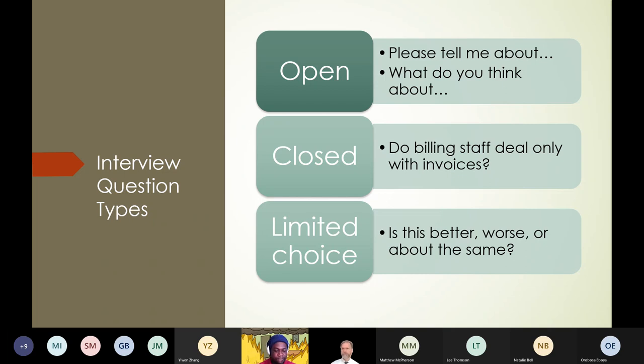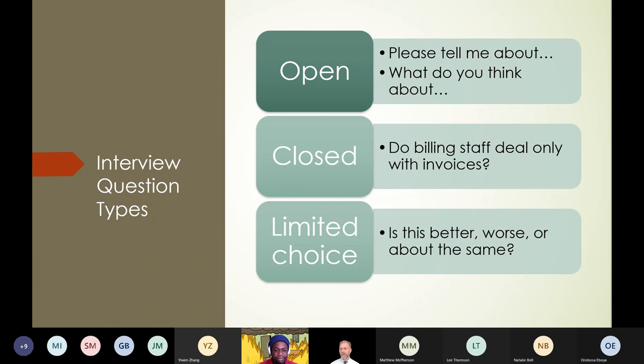That's an open question. A closed question is the opposite. One where it's very specific and you're looking for an outcome to that question. Do billing staff deal only with invoices? To which the answers could be yes or no, they also deal with purchase orders and they also do payroll. So it gives you a better idea about what people do and why.